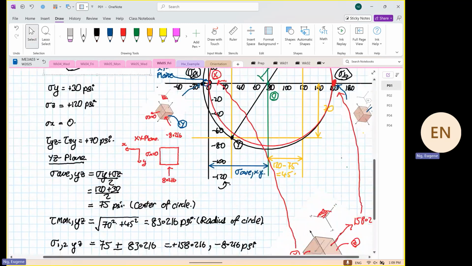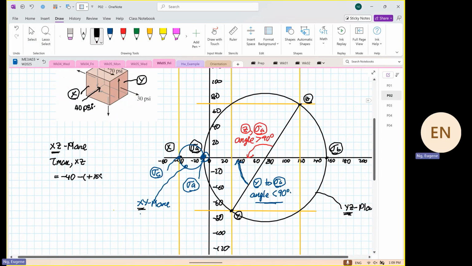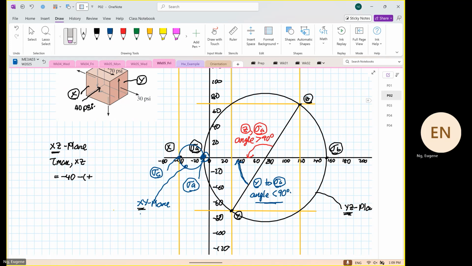It was what? 158.216. 158. And then divide by what? Divide by 2. So it is equal to 99.108 psi. And then, because it's shear, it does not matter whether it is positive shear or negative shear, we are going to use the what? Absolute magnitude.